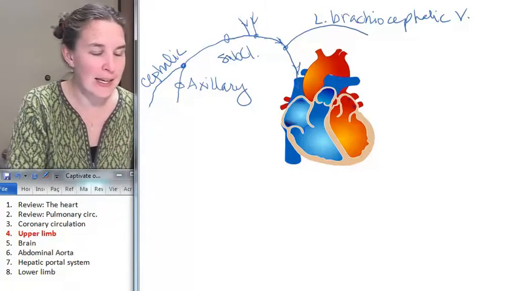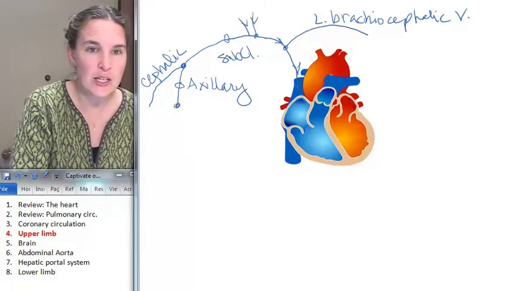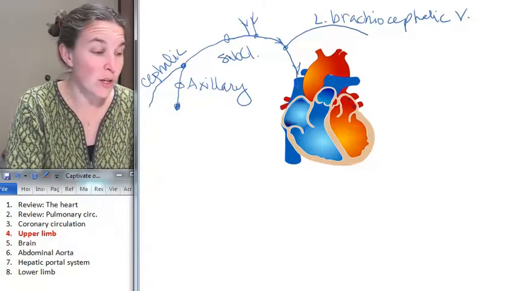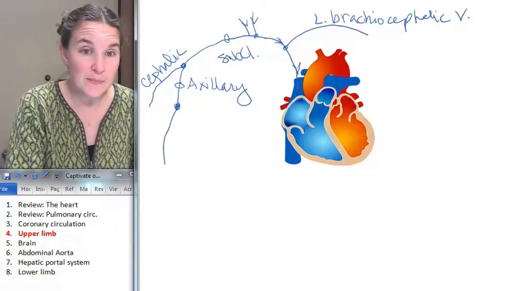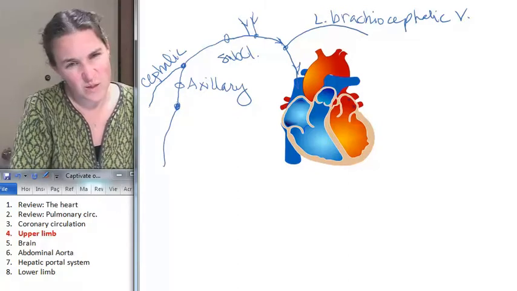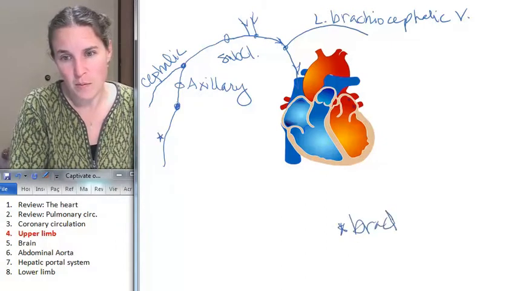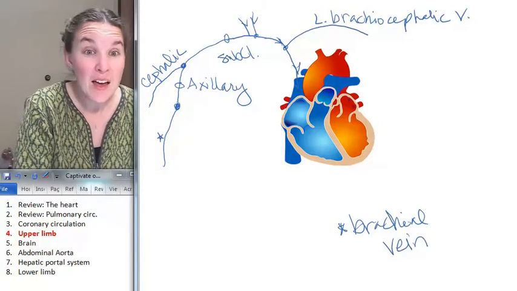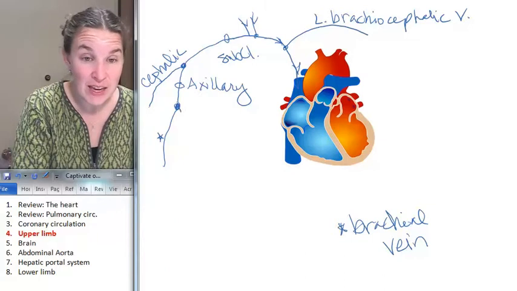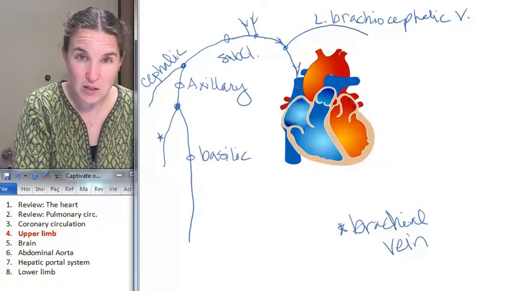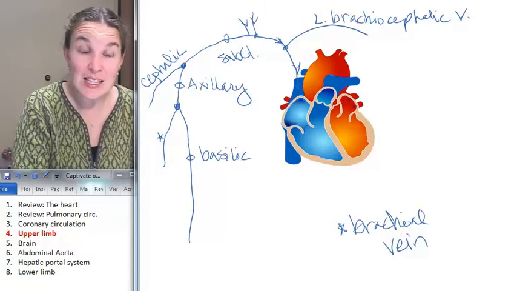Axillary branches again, and it's not going to last for very long, but it's going to branch into the brachial vein. So I'm just going to make a star and put it down here. Brachial vein. And the other branch is called the basilic vein. This guy right here is basilic. Basilic is medial. Cephalic is lateral.